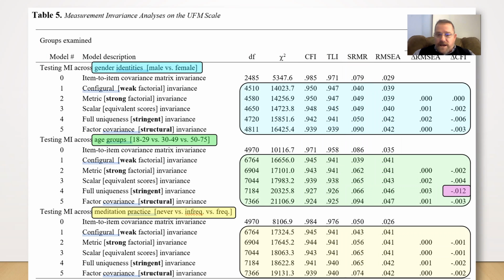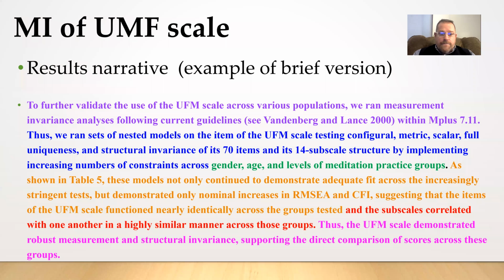And generally, the RMSEA and CFI did not increase excessive amounts or shift excessive amounts to show a lack of fit. So we were able to add the following to the paper. This is obviously much shorter. In the previous paper, because it was the validation of a translation, we explained configural, metric, scalar, full uniqueness, and structural invariance one by one.